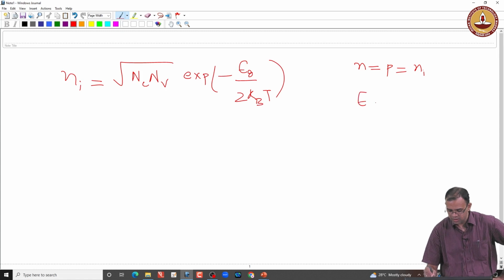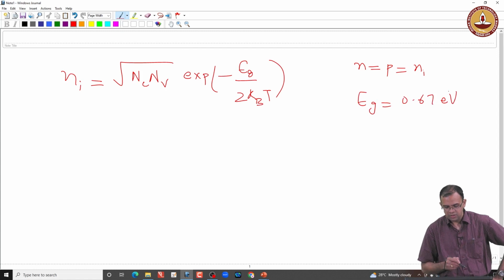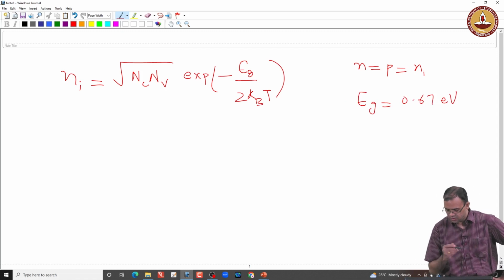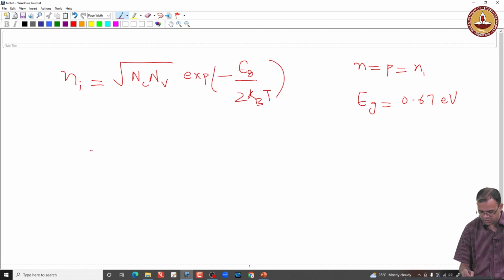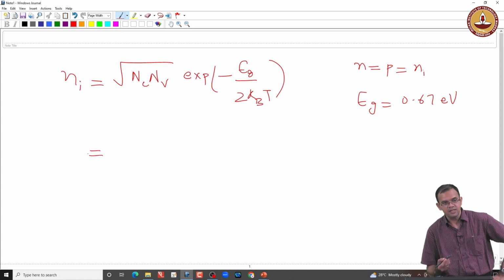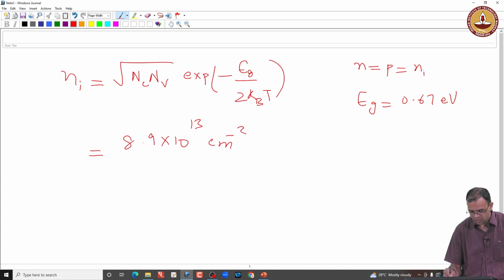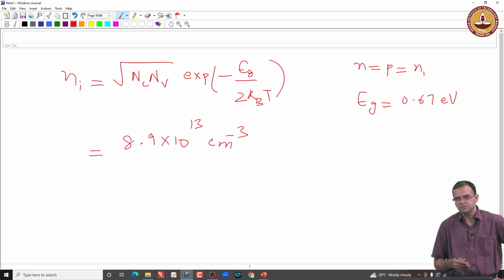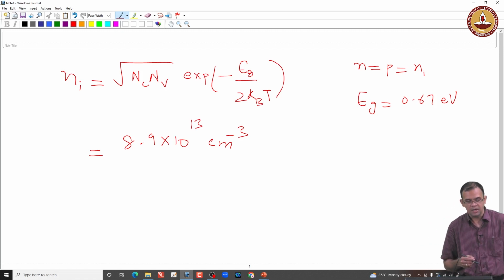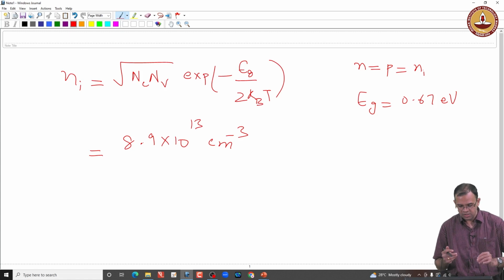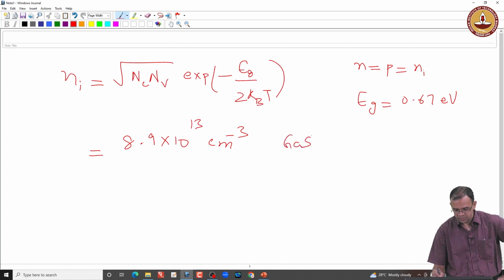So it's just a substitution of all the values. Eg was 0.67 electron volts, and then you just calculate Ni. You can substitute all the values. I already did the math, so I have a number. This is around 8.9 times 10 to the power 13 per centimeter cubed. So this is the number of electrons and holes in gallium antimonide at room temperature.